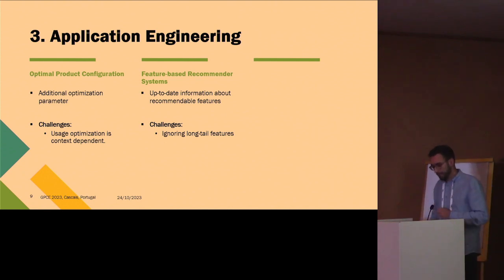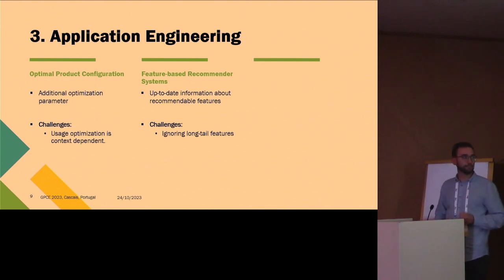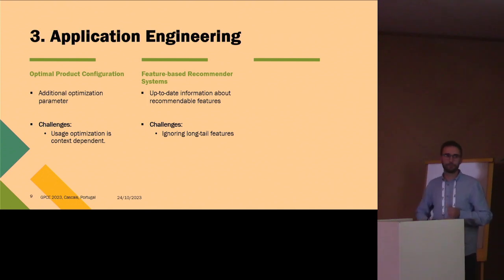And the challenge that we foresee here would be that usage is not always homogeneous and could be context dependent. So if you want to derive an optimal product in terms of usage for a customer or a particular group of users, you will have to take into account feedback that has been gathered in similar situations. So I should have some information about the context where that feedback was collected.